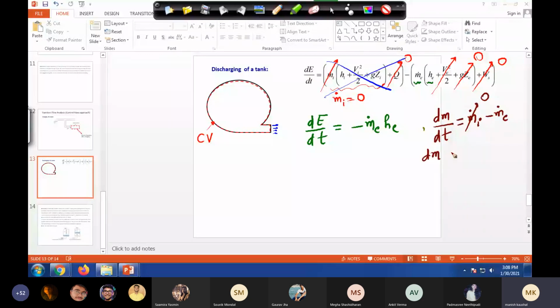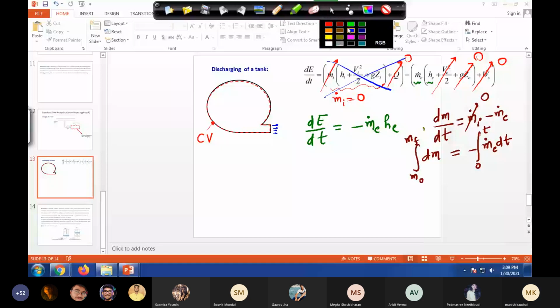So dm is equal to simply minus m e dot dt, integral 0 to t, right? At 0, what will we take as the mass? The initial mass of the gas in the tank. And this is after discharging, partially, fully, whatever. It can be 0 or I will take it m f. So which one is greater, m naught or m f? M naught, right?